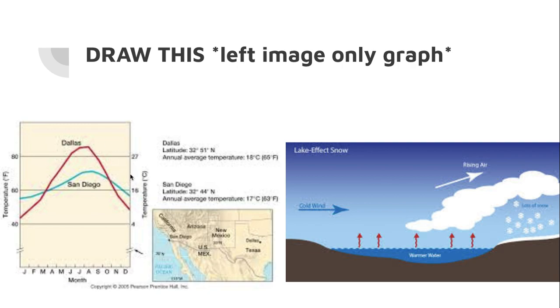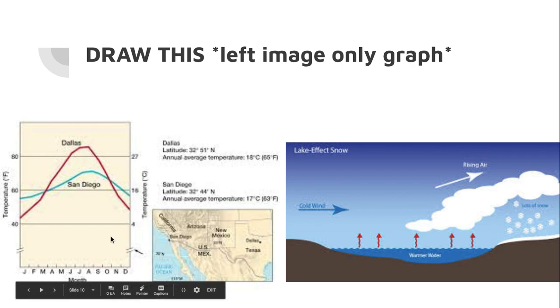This graph has to do with temperature range. So again, landlocked has a bigger range than places near an ocean. And this image is about lake effect snow. I care more about this graph, so if you need to pause and sketch this graph right quick, go ahead and do so. When you come back, we'll move on to the M.